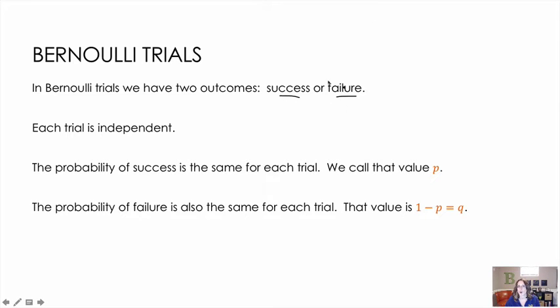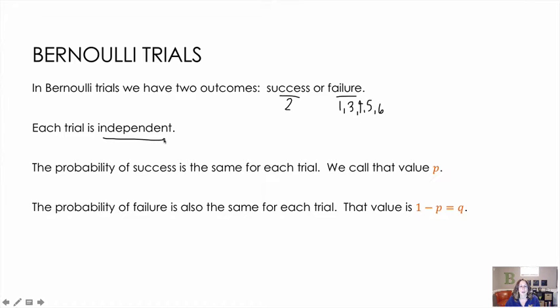Now, that doesn't mean there's only two options. For instance, if I'm rolling a die and a success is rolling a 2, a failure is rolling a 1, a 3, a 4, a 5, or a 6. But again, there's only two options. Either I succeed or I fail.